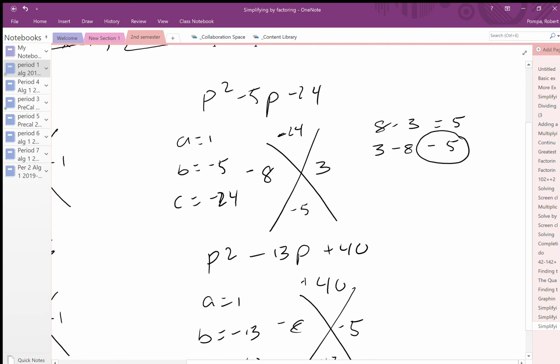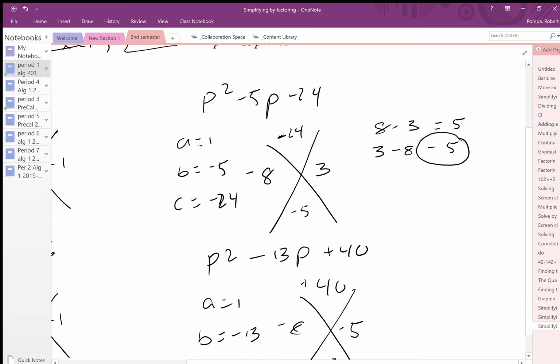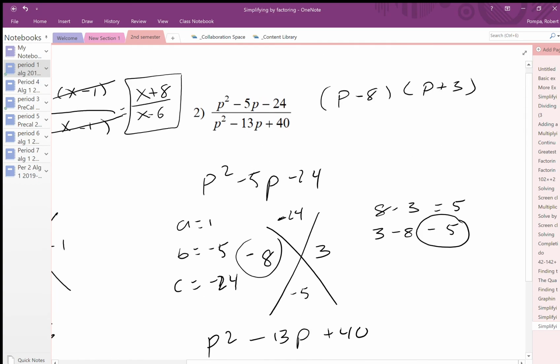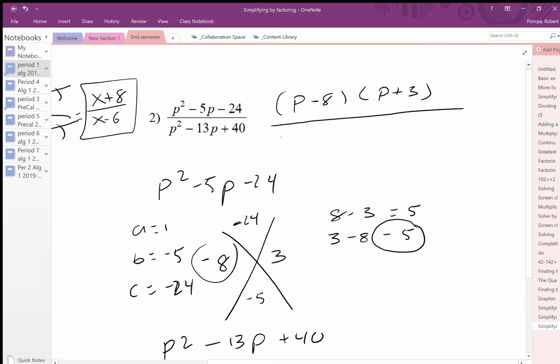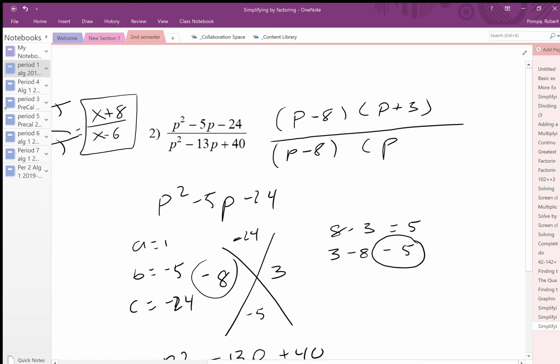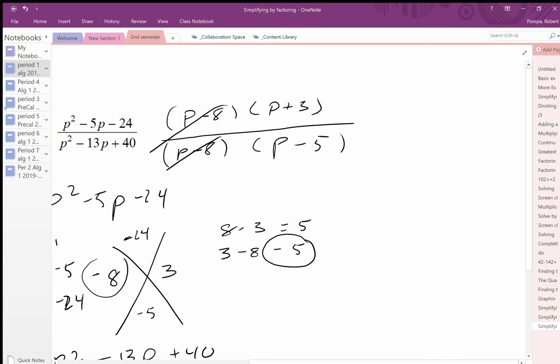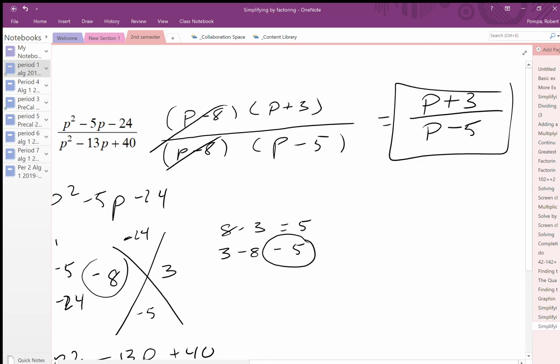So again, I can tell I did this right because see how these will be the same? Like I said, one of them should be the same. If you get different things, then you did something wrong. P minus 8, P minus 5. Cross those out. So our answer for this one is p plus 3 over p minus 5. And that is all you have to do.